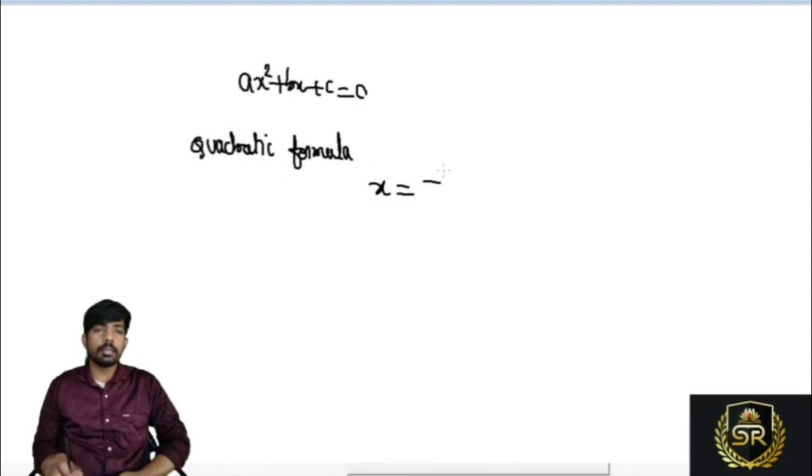x is equals to minus b plus or minus root over b square minus 4ac, by 2a. Okay, here a value is the x square coefficient, b value is the x coefficient, c is the constant. Okay, x square coefficient means the term beside x square we will say a. The term beside x we will say b, and c is the constant term. Okay, this is the quadratic formula. We can find the roots of the quadratic.